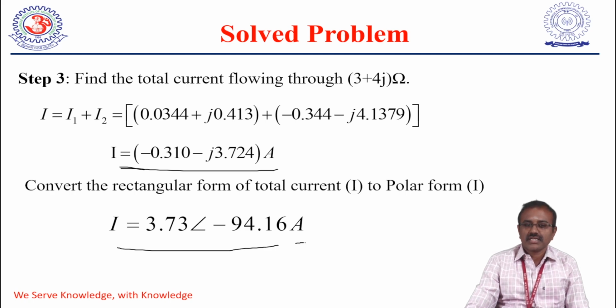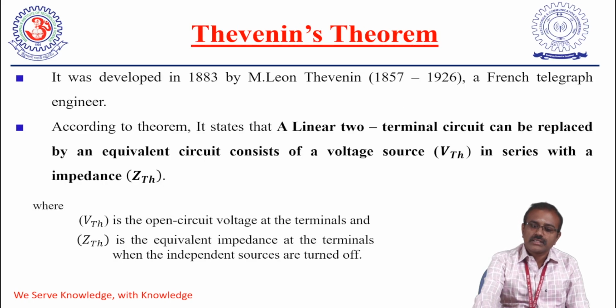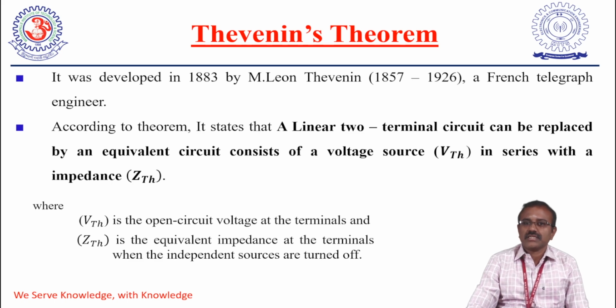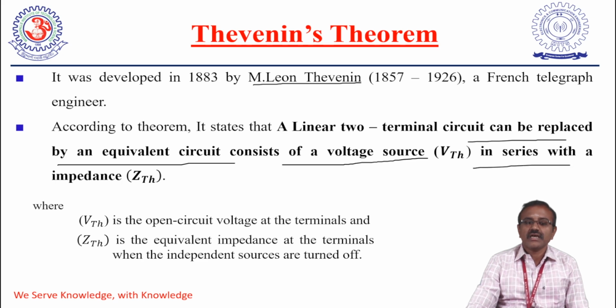Next theorem we are going to discuss is Thevenin's theorem. Thevenin's theorem was developed in 1883 by the scientist named M. Leon Thevenin, 1857 to 1926, a French telegraph engineer. He founded Thevenin's theorem. The theorem states that a linear two-terminal circuit can be replaced by an equivalent circuit consisting of a voltage source in series with an impedance. That is the statement of Thevenin's theorem.